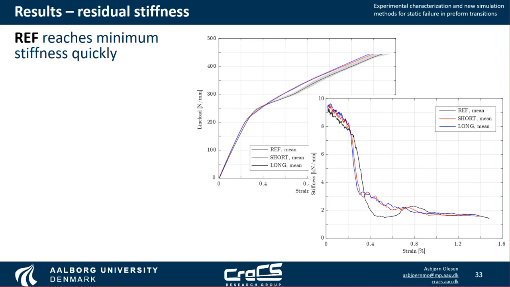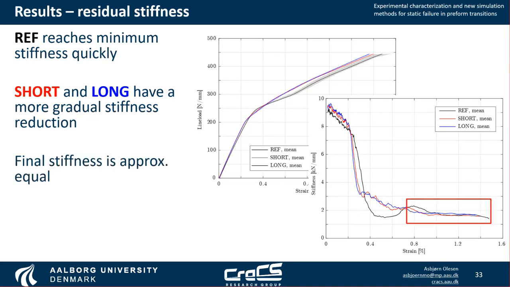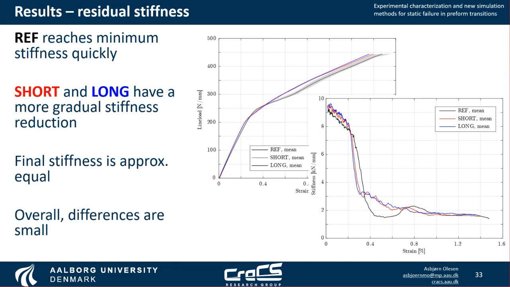Looking a little bit closer at the residual stiffness, we see that the reference specimen reaches its minimum very quickly. So this is the black curve here, whereas the short and long specimens have a more gradual reduction. This is actually a benefit because this more gradual decrease in residual stiffness is also an indication of failure, and so might provide a warning sign for the complete structure as the wind turbine blade. More is that the final stiffness is approximately equal, but overall the differences are quite small between these specimens. So this is already a good sign that things are not critical in the transverse preform transition.